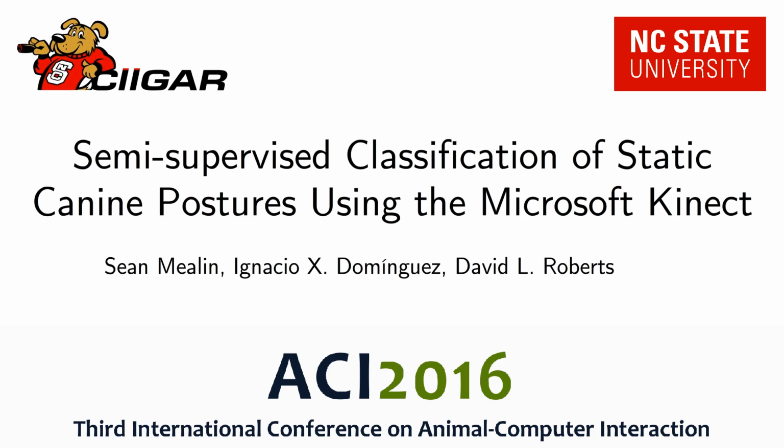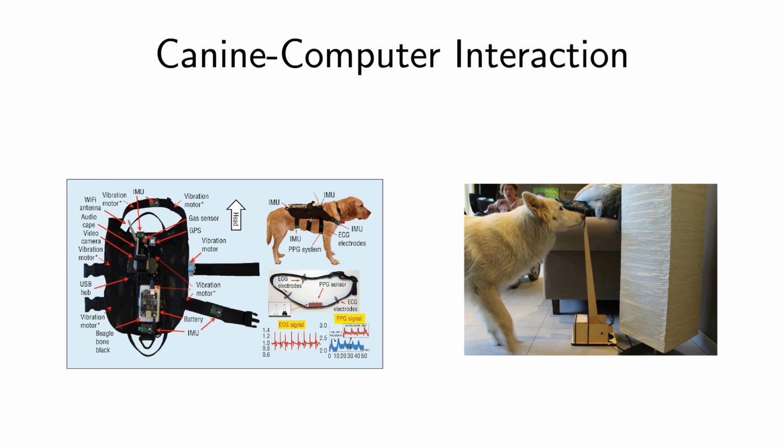The Cigar Lab, part of the Department of Computer Science at North Carolina State University, presents Semi-supervised classification of static canine postures using the Microsoft Kinect. To facilitate canine-computer interaction, there are a number of potential interaction methods, such as on-body sensors and nose-actuated buttons.